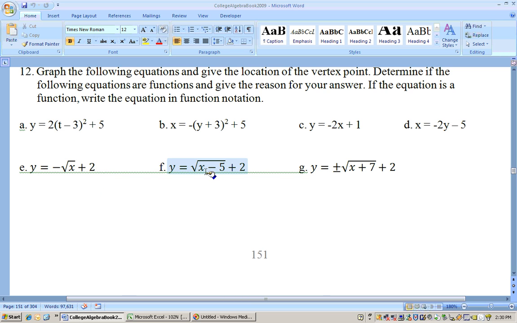This is the top half of a parabola that's opening to the right, and the vertex point would be at 5, 2. And this is the top half and bottom half of a sideways parabola, opening to the right, and the vertex point would be at -7, 2. So this is the only tricky one right here. So let's see if there's a place that we can solve this.